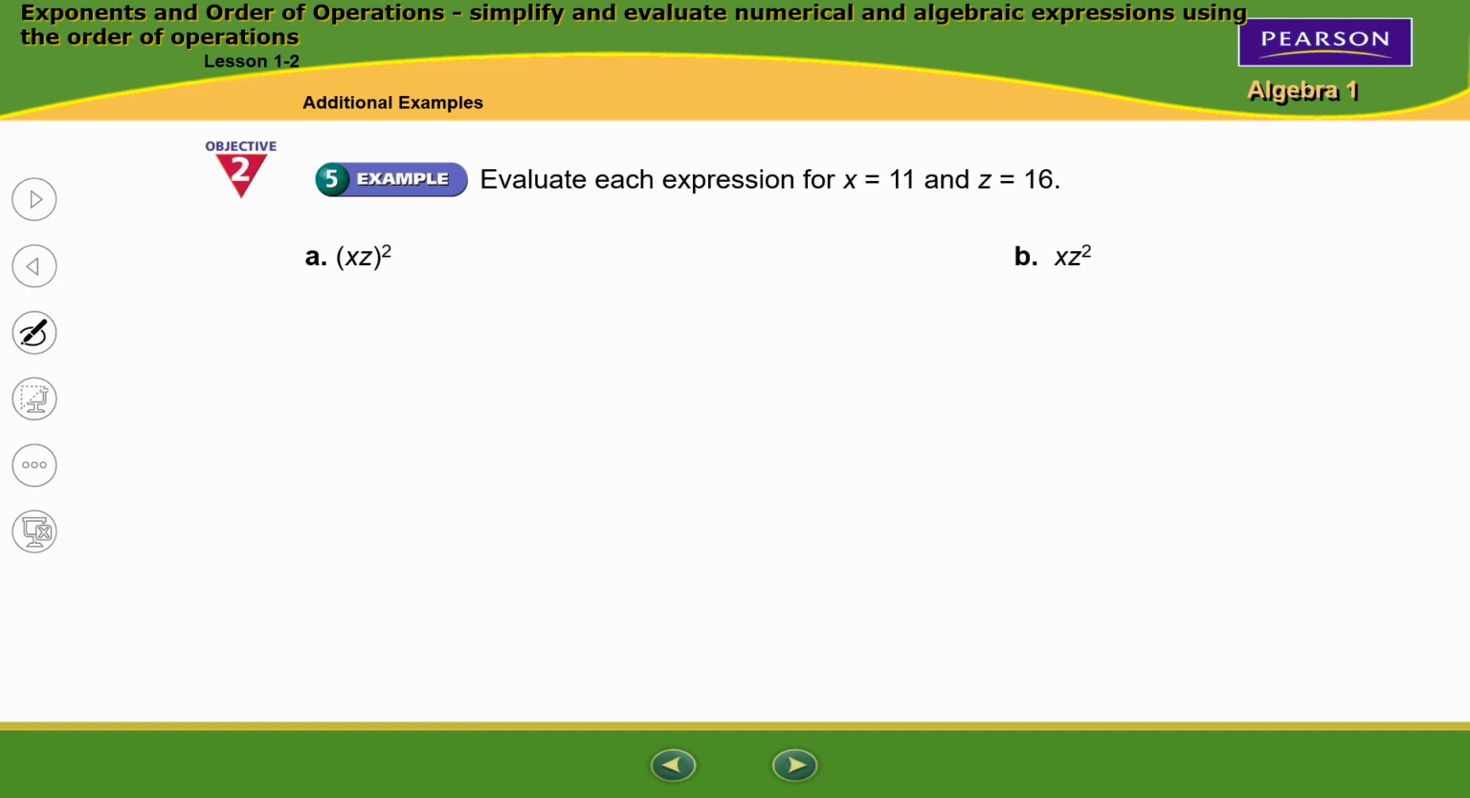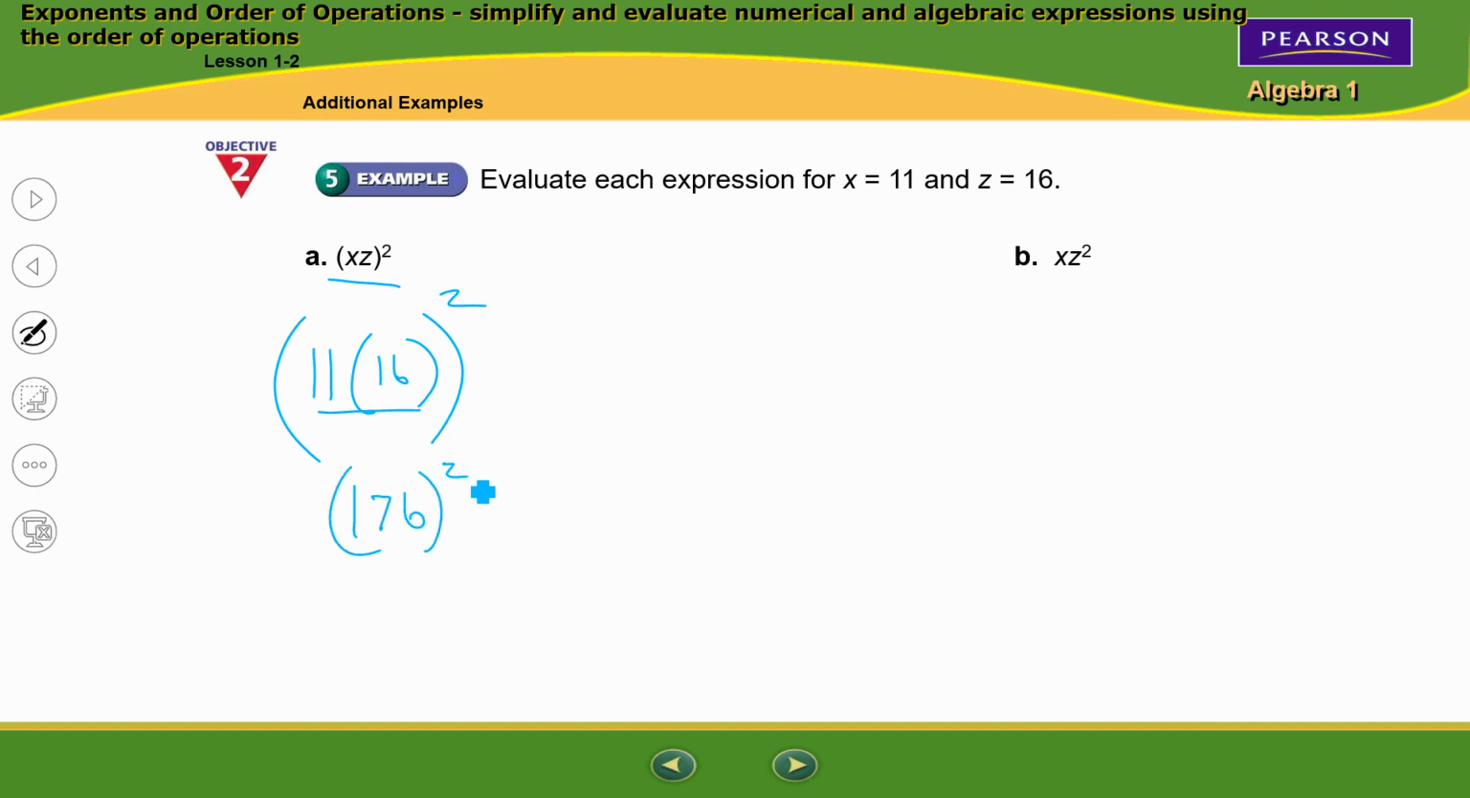Evaluate each expression for x equals 11 and z equals 16. So here we've got parentheses and an exponent. Let's substitute first. Parentheses, x is going to equal 11. Z is going to equal 16. I'm separating them with a little parenthesis, but I'm including the outside parenthesis as well. Squared. So I have parentheses here first. Inside the parentheses, I'm going to do 11 times 16, which again, I'm going to swing over to my trusty calculator. 11 times 16, 176. I maintain that inside the parentheses.